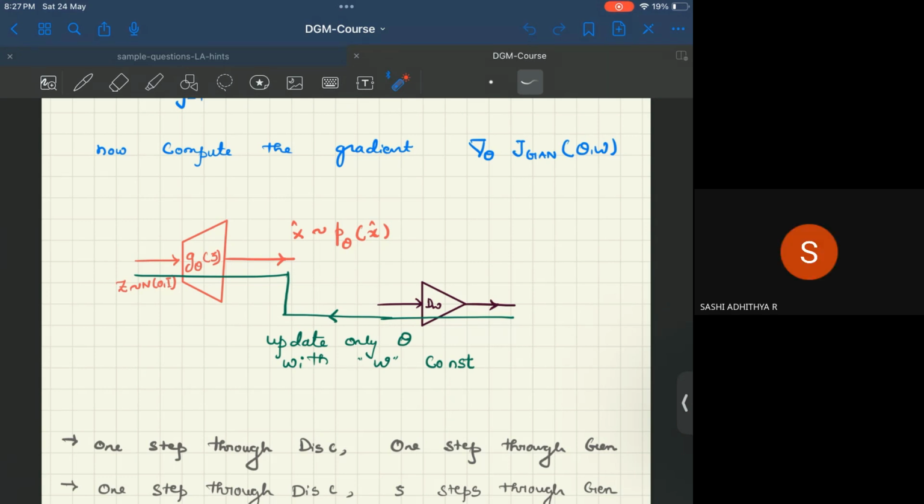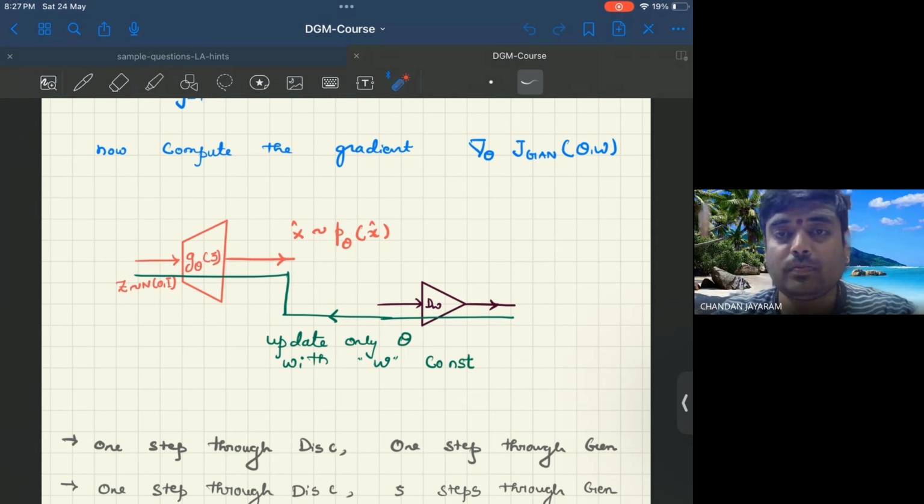Sir, this problem of mode collapse in GANs, is it related to the training data set? No, that is not related to the training data set at all. Even if you have a very good data set, mode collapse will happen.